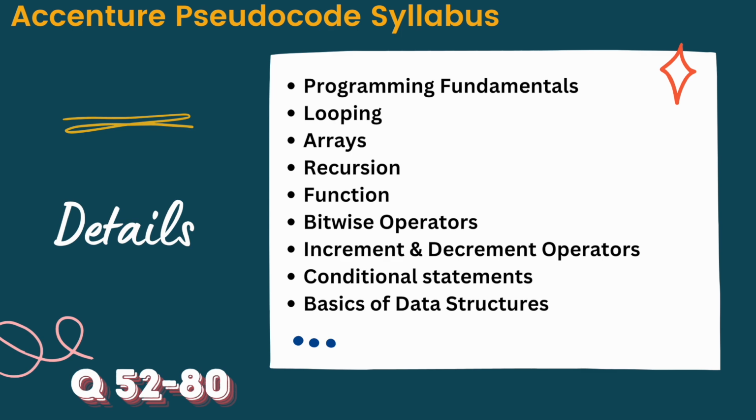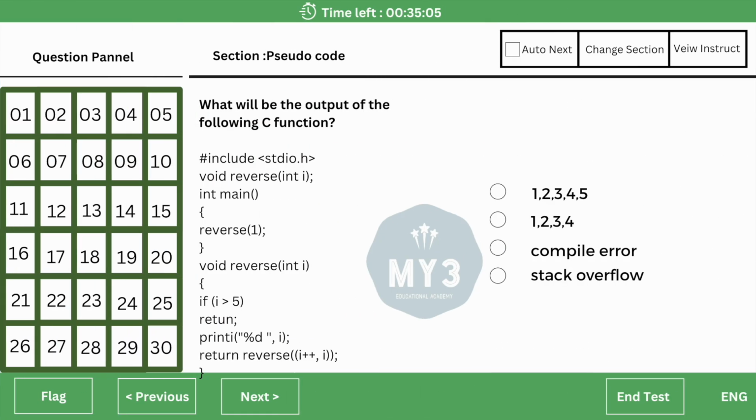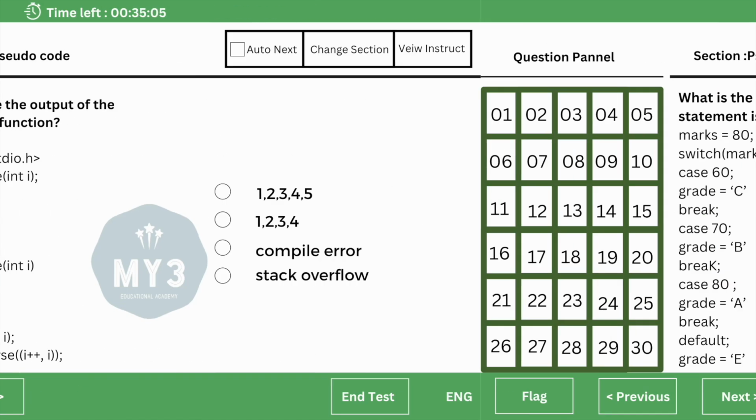Look at how the questions are given. I'm just showing the questions. They've given a code here. Which of the following will be the output of the code? What will be the output of the following C function? They've given the question like this: hash include std.h. You can just look at the code and work out the output. Void reverse int I. They've given a function with int I, return reverse I plus plus comma I. They have given two variables here, but in the function they gave only one variable. So definitely you are going to see a compile error. This is a pseudocode based question.